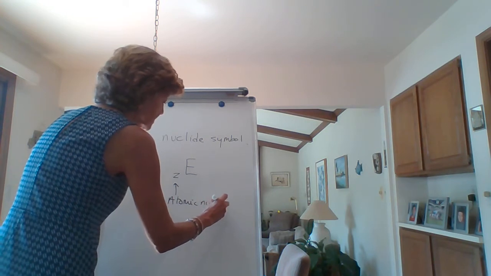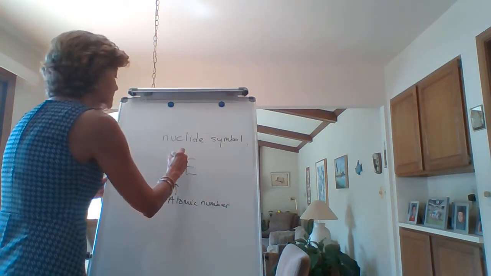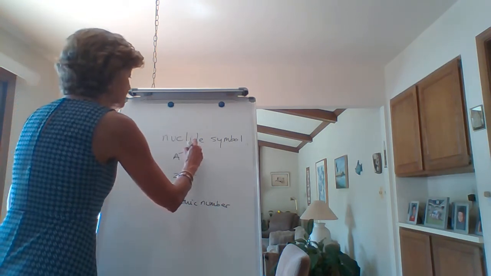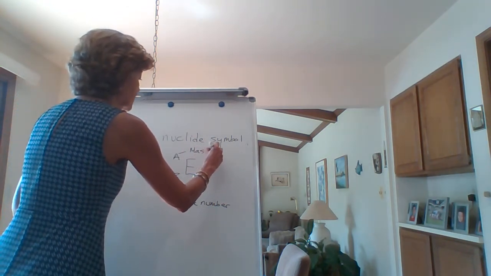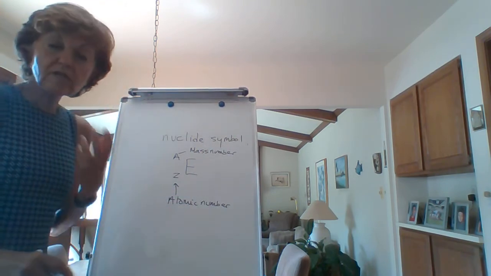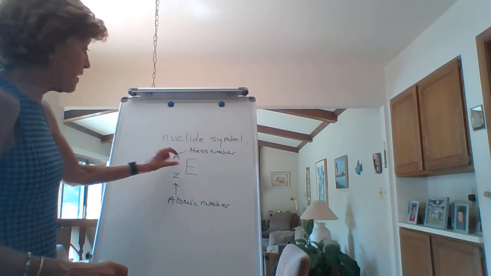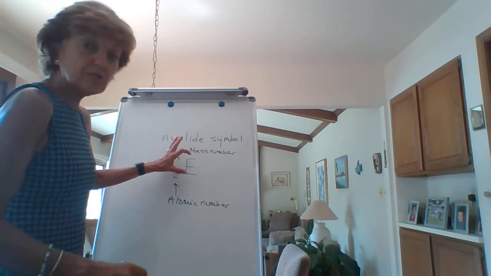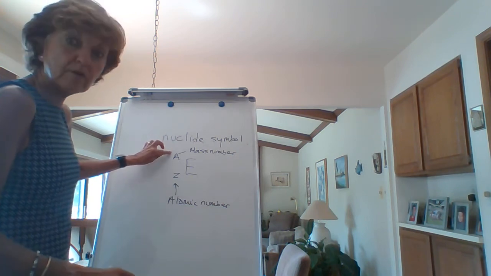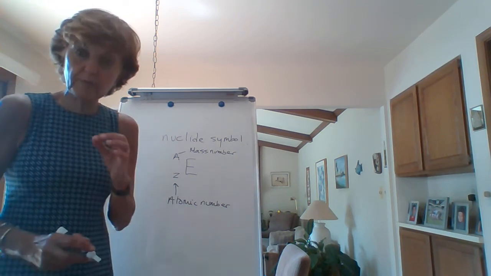And I'll explain what that is in a minute. And then the A number is in the upper left-hand corner. A number, that is the mass number. All right. So we're going to start using nuclide symbols. I'm going to have the atomic symbol right here, and then I'm going to have a number down here and a number down here. What do these numbers represent?